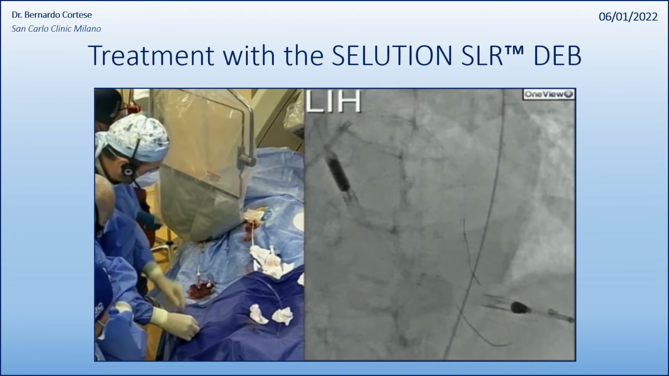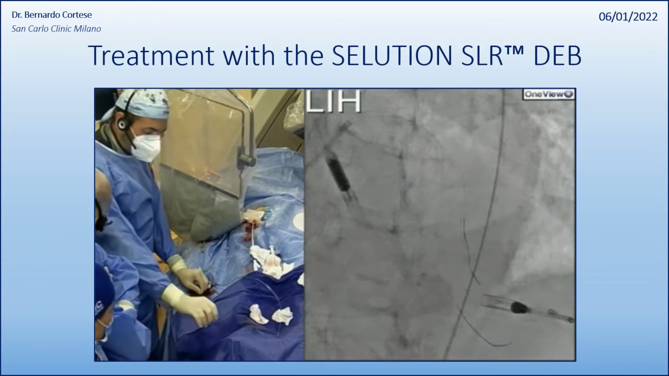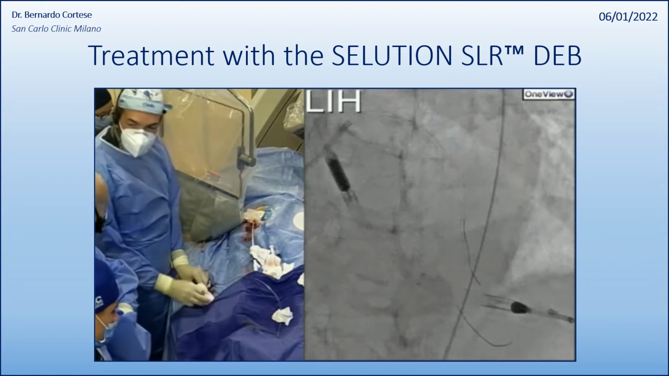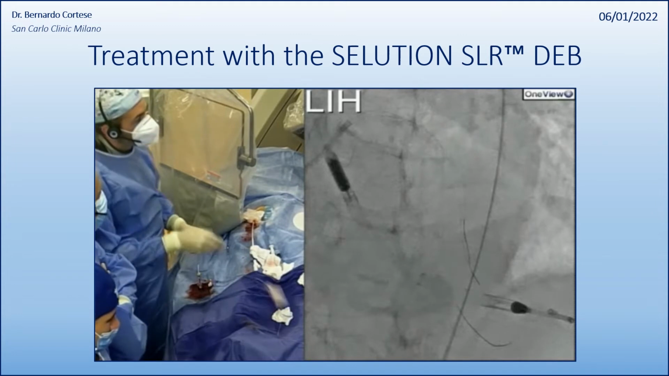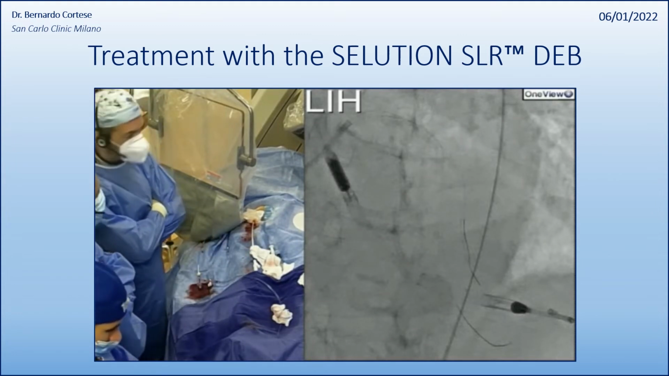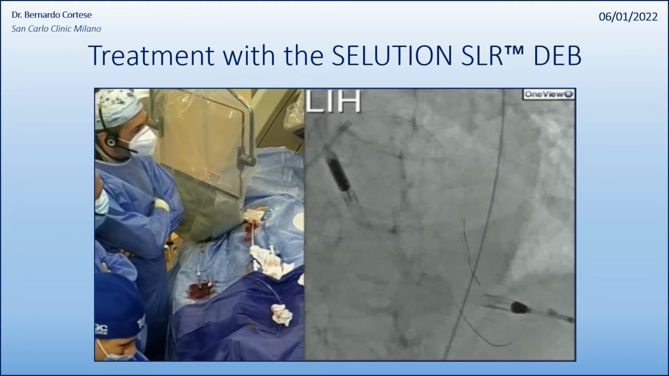So you want to try to treat everything with the drug-coated balloon? We give a try? I think we can try. We can try, why not?